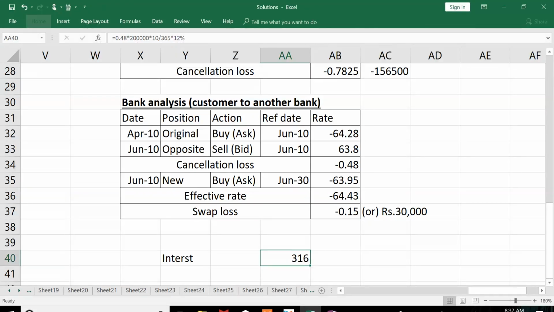The basic rule is that a banker is not expected to speculate. A banker should make money only by this difference of 10 paise, 20 paise, rather than speculating. Speculation can give profit as well as loss.